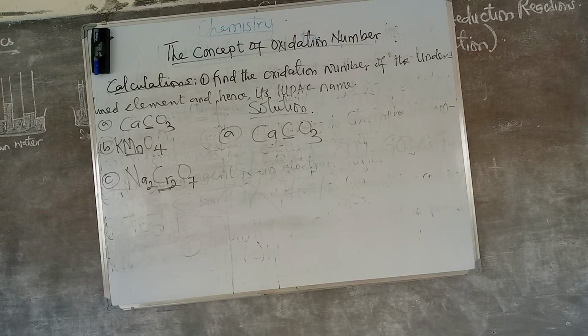So let us see number one. The first rule, the first thing you should do is to equate the whole thing to zero. That is the first step to take. Check that A now. I'm going to equate the whole thing to zero. Remember that they asked us to find the oxidation number of the underlying element. The underlying element there is carbon. So we are going to find the oxidation number of that carbon. I have said the first step to take there is to equate the whole compound to zero.